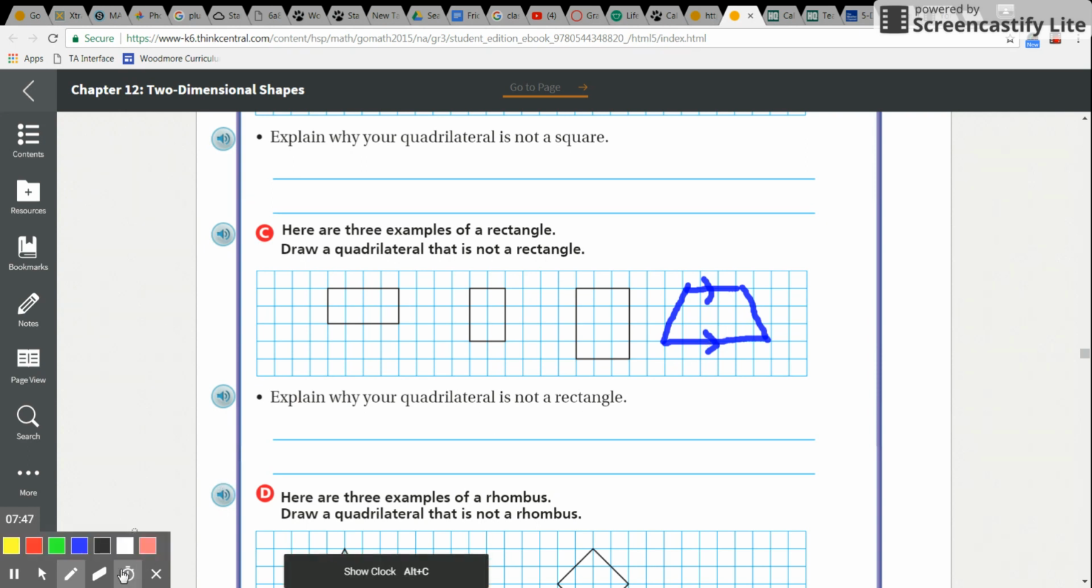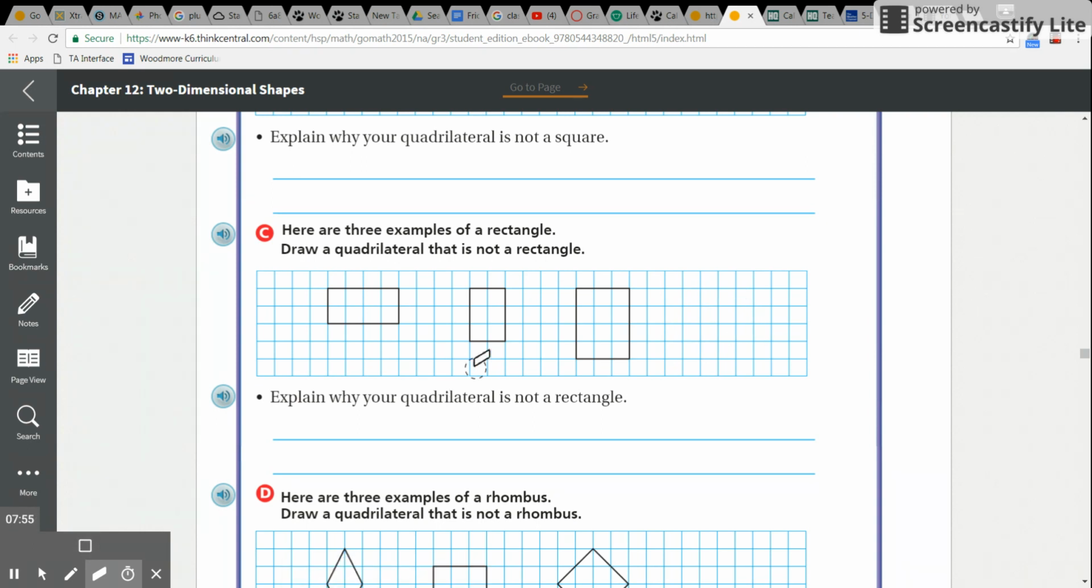Now you could have chosen a square, you could have chosen a rhombus. As long as you explained using your characteristics or your attributes, you would be right. Let me scroll down here.